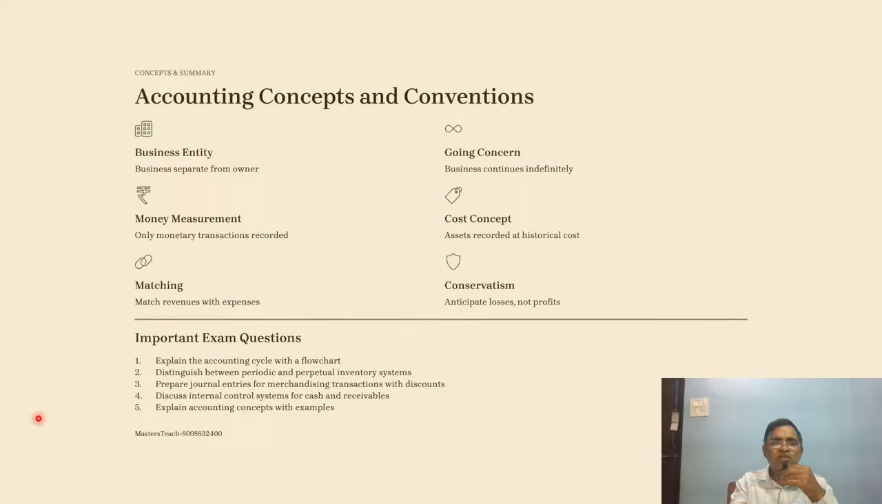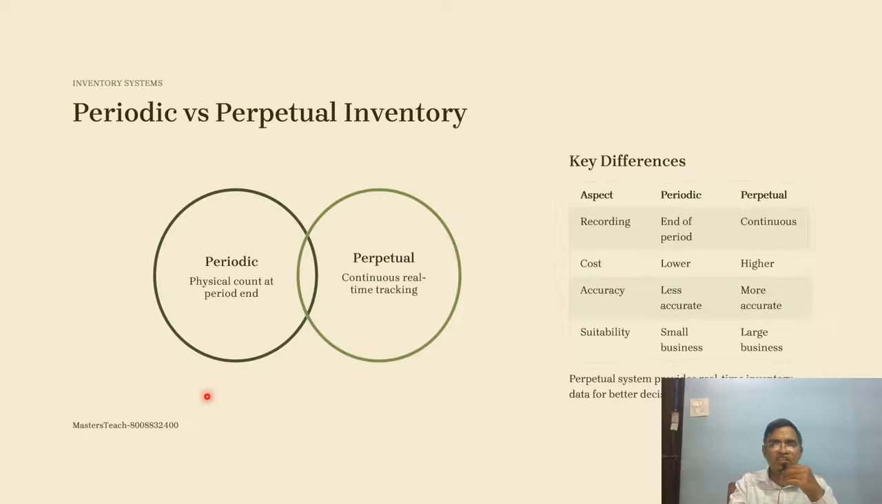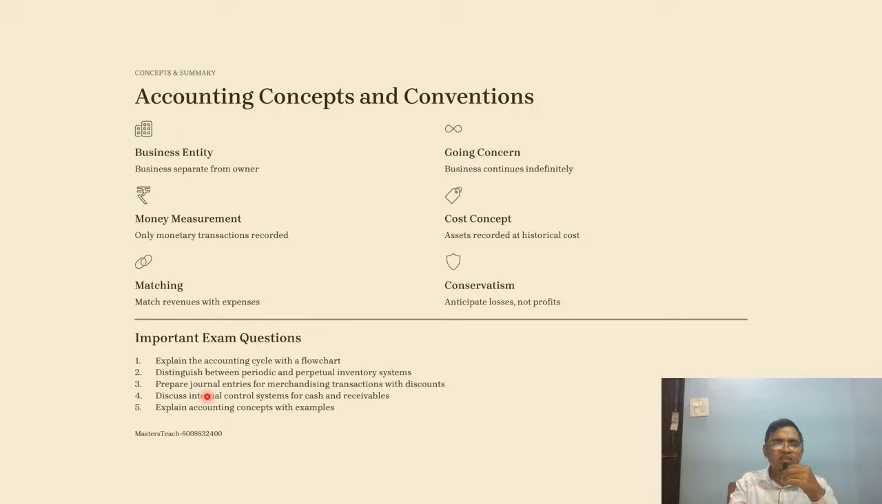Then what is going to be asked here? Let me check. Distinguish between periodic and perpetual inventory systems. Periodic is at the end of the period, whereas perpetual is real time. Journal entries for merchandising transactions with discounts, we already discussed. Then explain the accounting concepts with examples, so you have to write all of those.